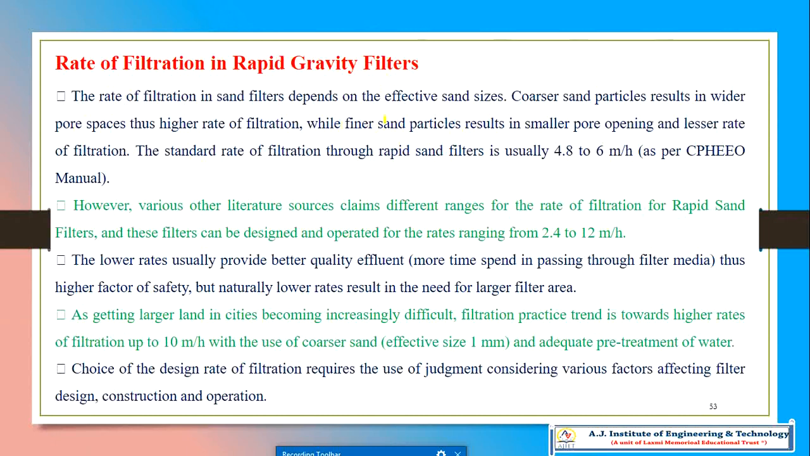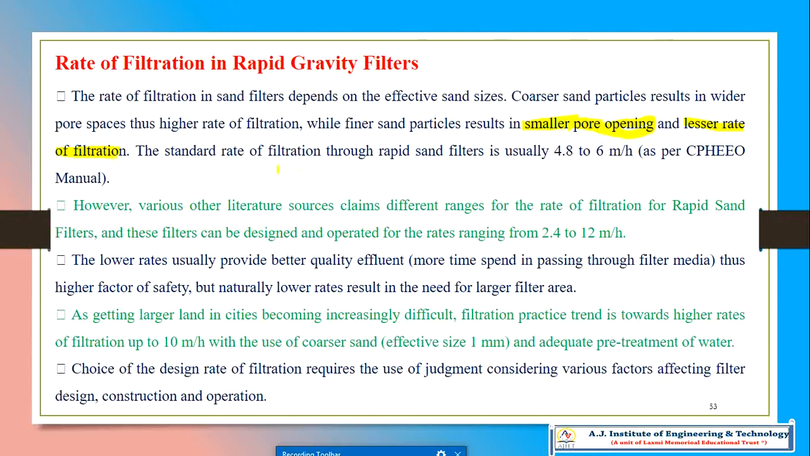While the finer sand particle results in a smaller pore. If the sand particle is finer, the pore size is smaller, as I showed in the figure. This is a smaller pore opening and a lesser rate of filtration.